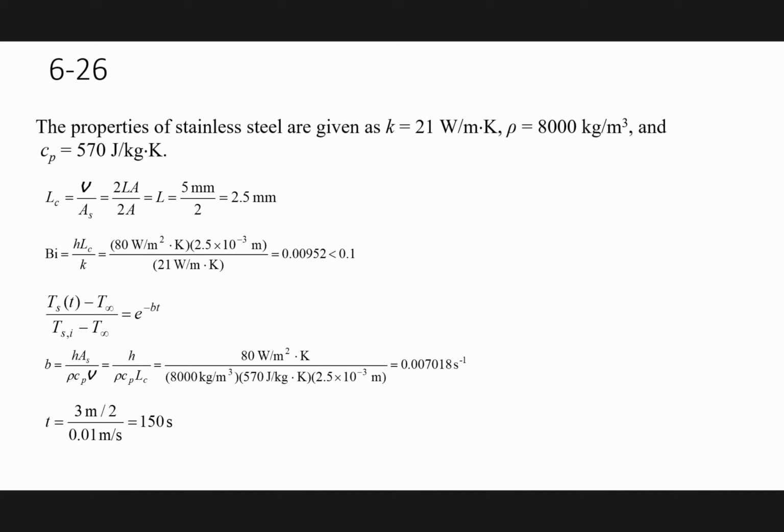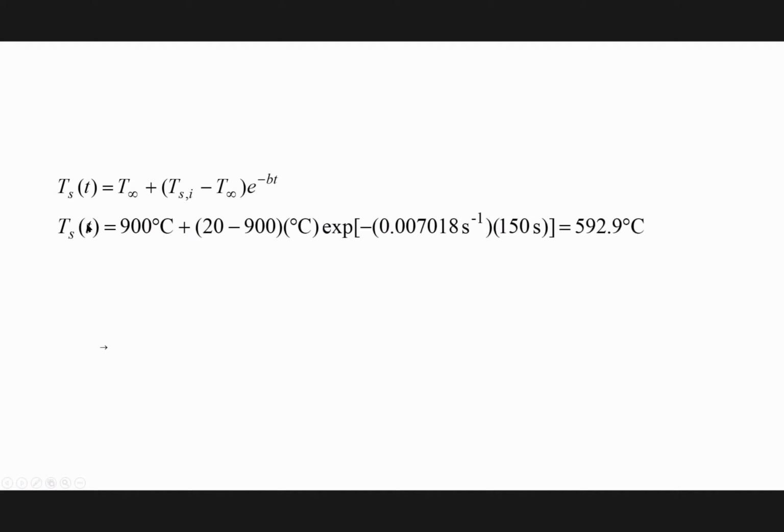We have this information. We can go back. We know the temperature at infinity. We mentioned this one, all of them is known. We calculate the B, we calculate the time, therefore we place it here. We can find this one. Therefore, the temperature everywhere in the plate, because we use lumped, everywhere in the plate is around 592.